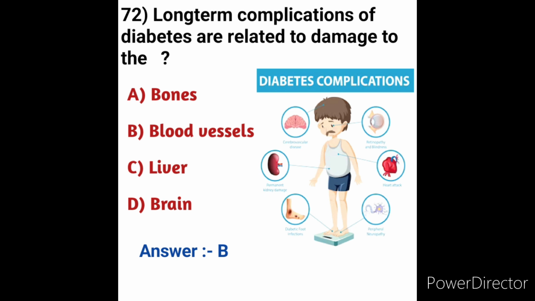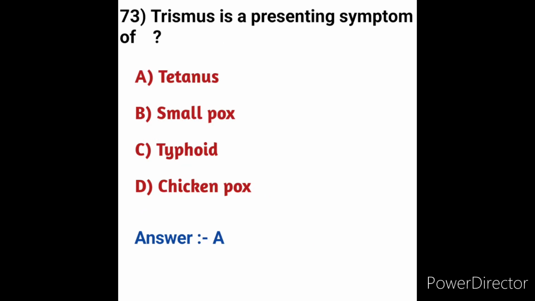Next we will move on to question number 73. Trismus is a presenting symptom of. Trismus means lockjaw. Trismus is also called lockjaw. We will see the options: option A tetanus, option B smallpox, option C typhoid, option D chickenpox. Trismus is the most common presentation of tetanus infection in 50 to 70% of cases, meaning in 50% to 70% of cases we can see trismus.